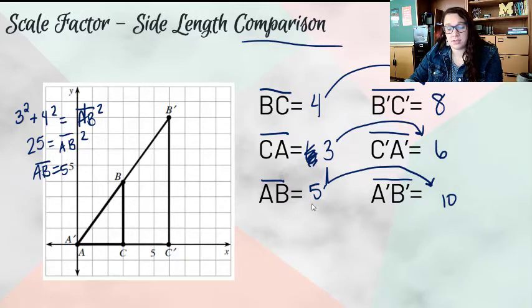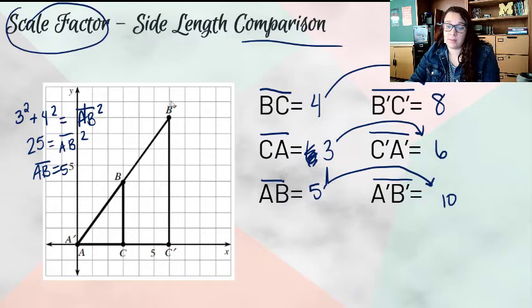What we're going to start noticing here is what's called scale factor. Scale factor is what it got multiplied by, and if it got multiplied by a number bigger than 1, then it's going to get bigger, and if it's a number smaller than 1, it'll get smaller.